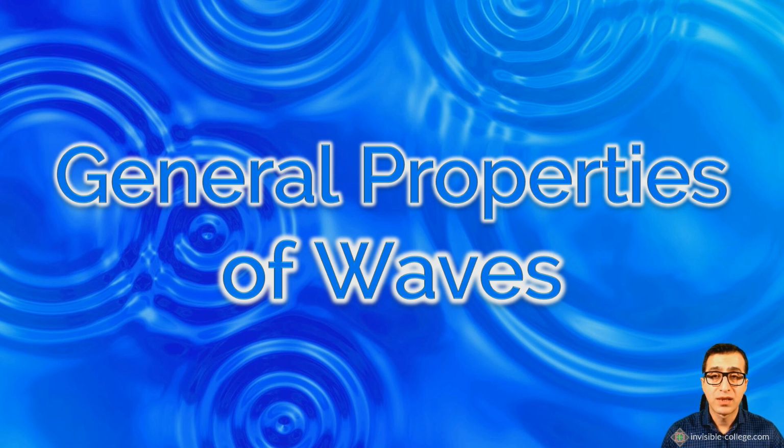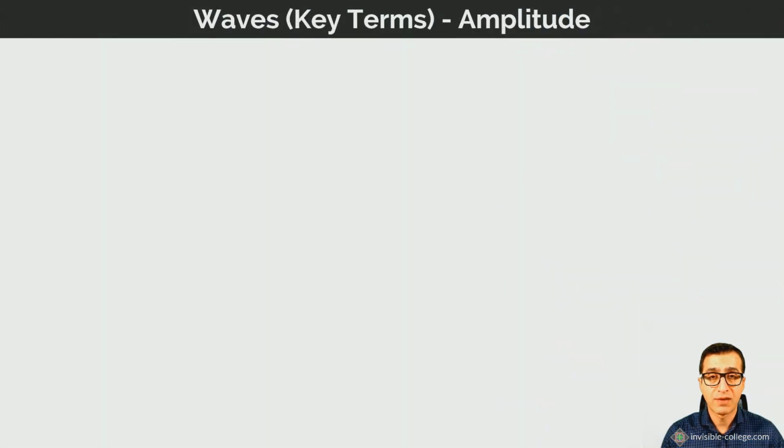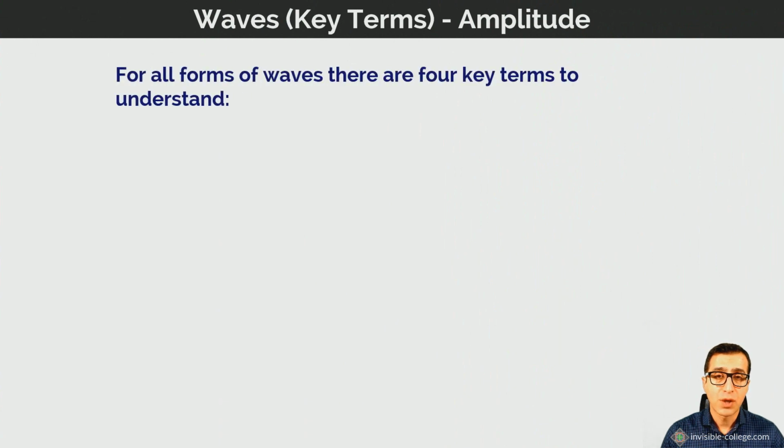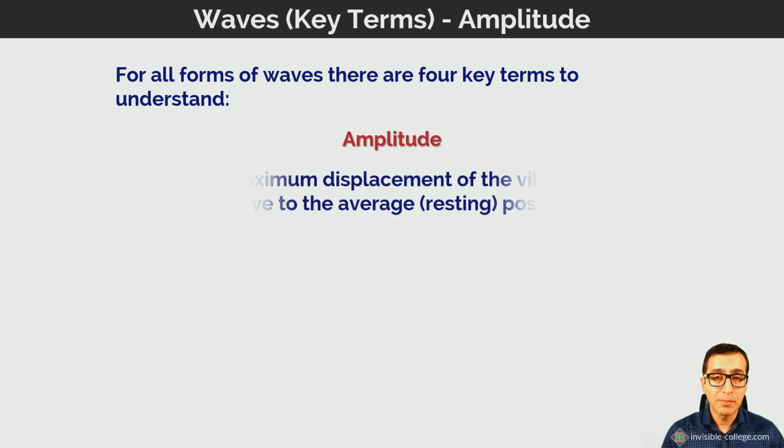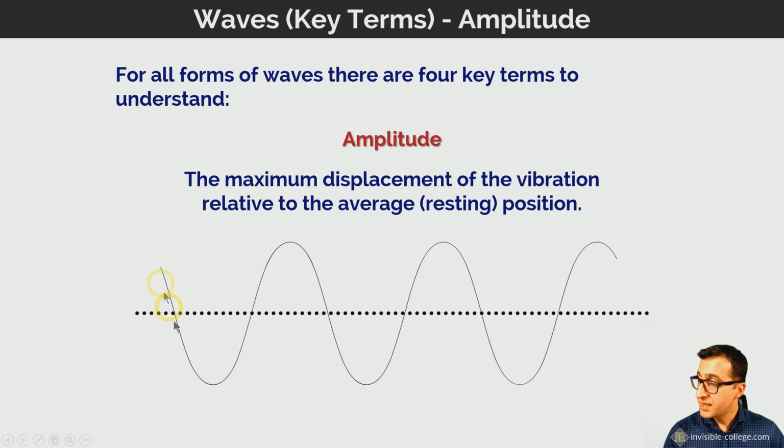So let's start with the idea of amplitude and give ourselves a definition. So the first of the at least 4 key terms that you need to understand would be amplitude. So amplitude is defined as the maximum displacement of the vibration away from the resting position. Now, this is a graph, not a transverse wave specifically.